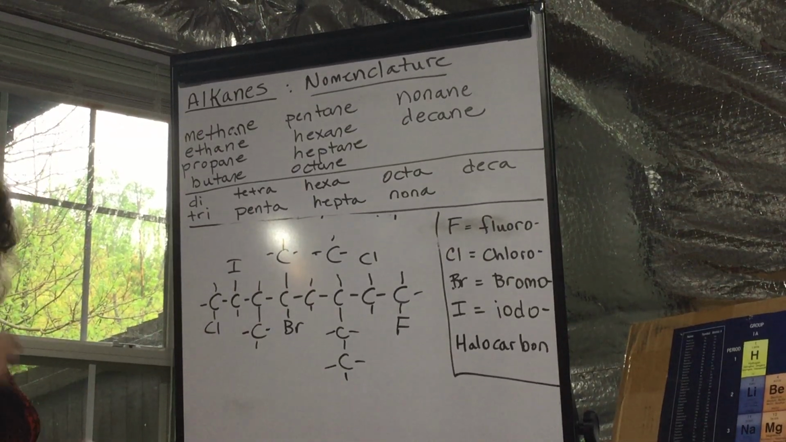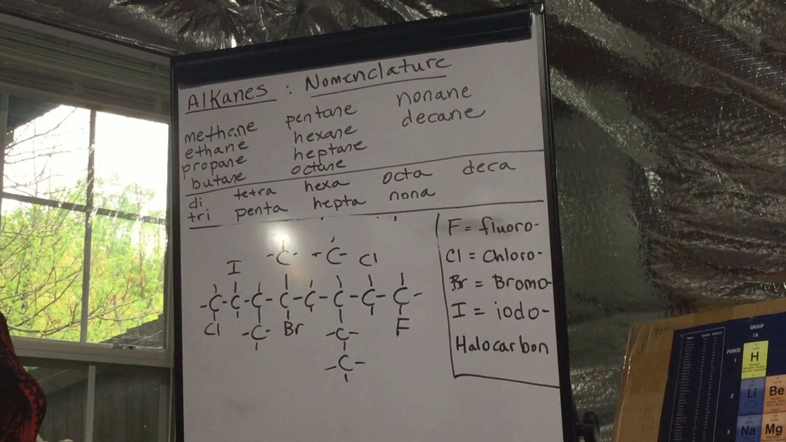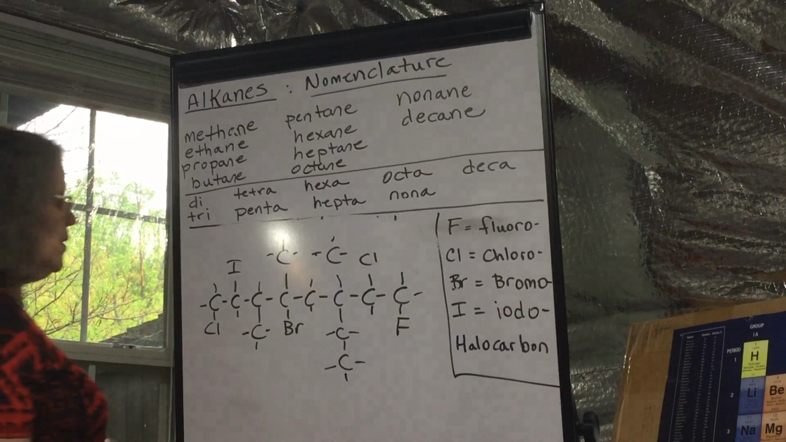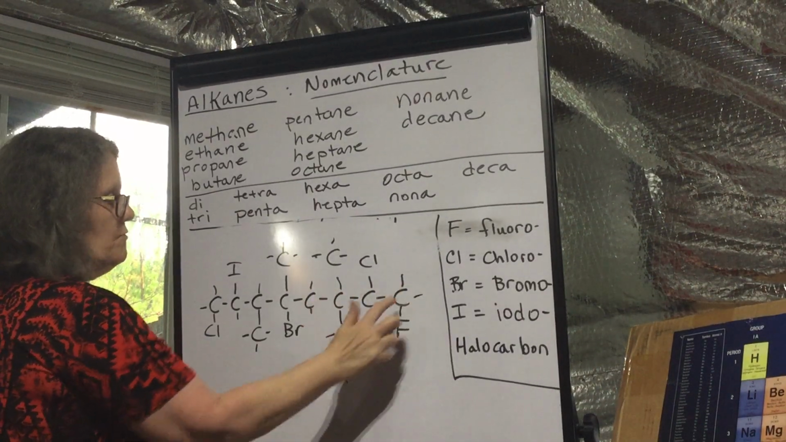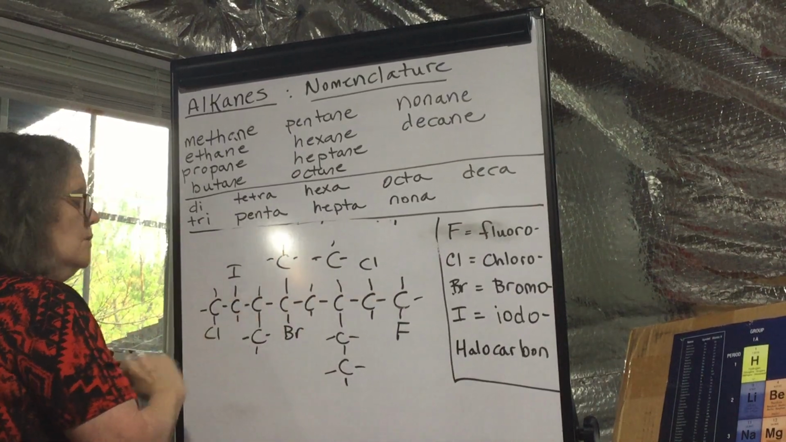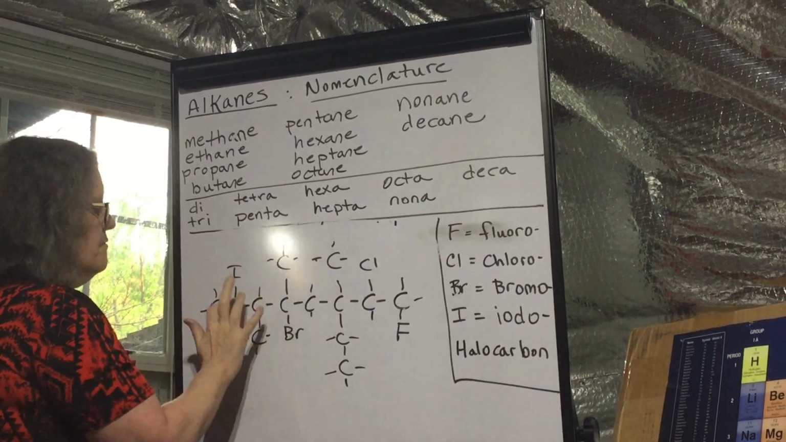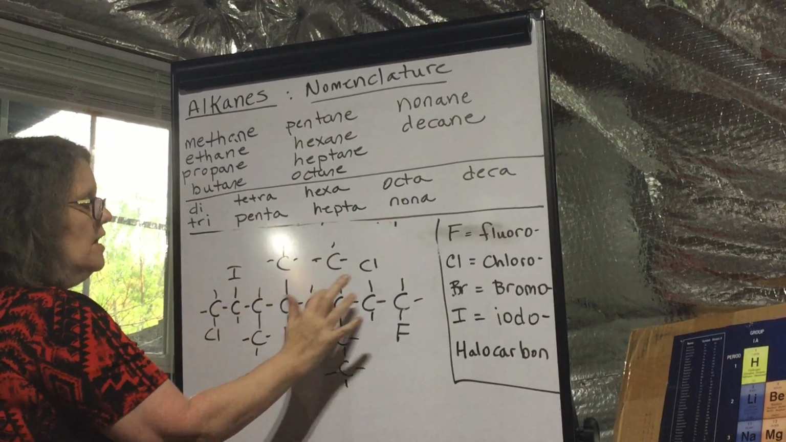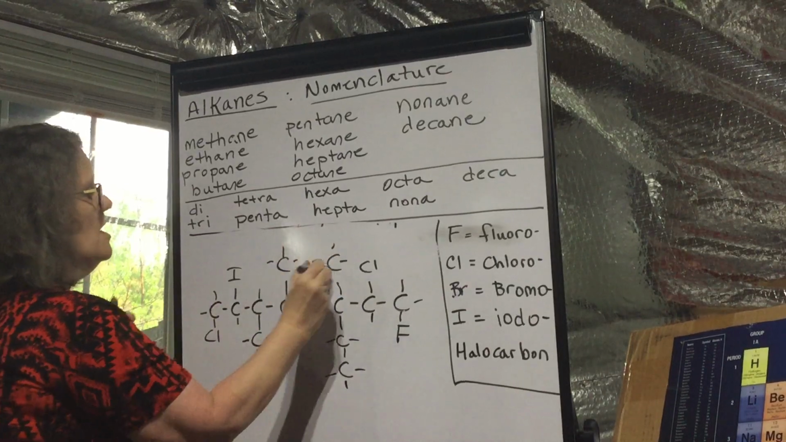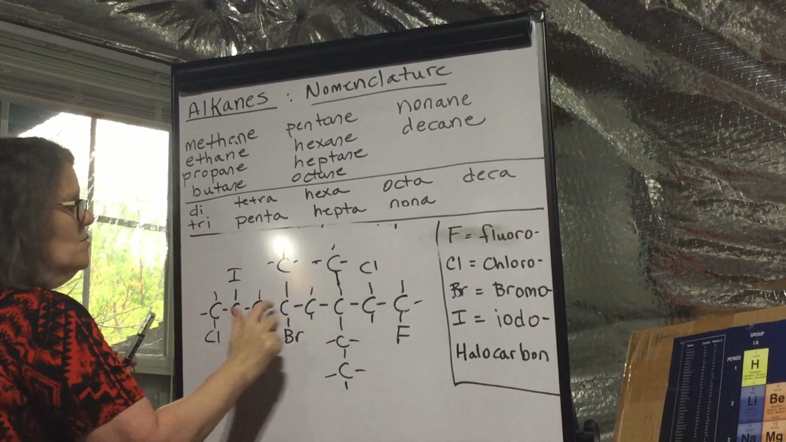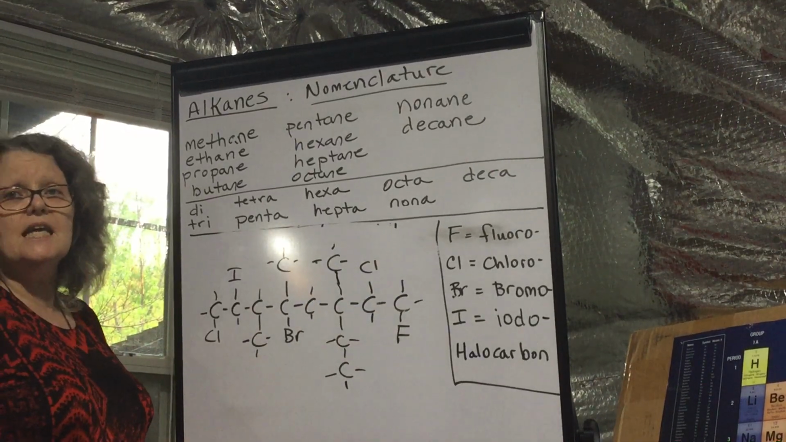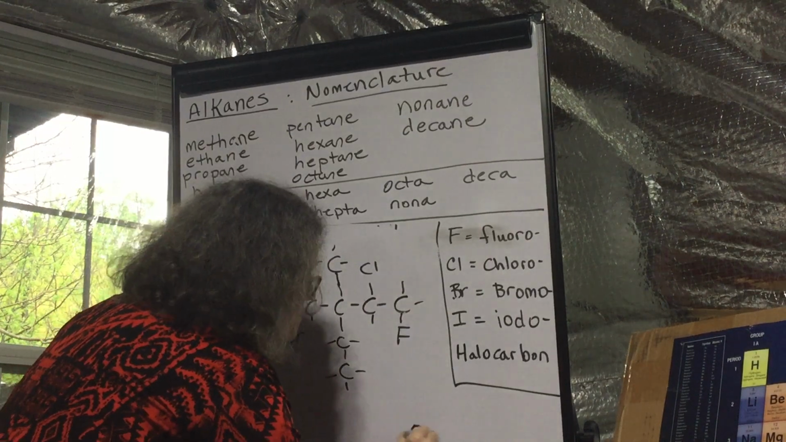So let me name it. The very first step is you get the parent chain. The parent chain is the longest chain of hydrocarbons. So I have to count it several different ways. 1, 2, 3, 4, 5. 1, 2, 3, 4, 5, 6. 1, 2, 3, 4, 5, 6, 7, 8. 1, 2, 3, 4, 5. 1, 2, 3, 4. 1, 2, 3, 4, 5, 6, 7, 8. 1, 2, 3, 4, 5, 6, 7. You double check that the longest chain in any direction is 8.